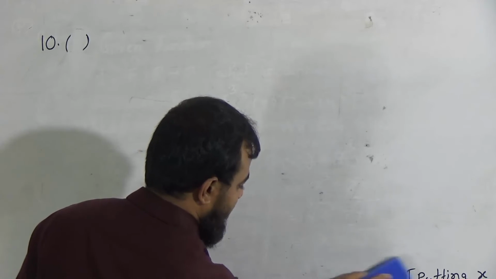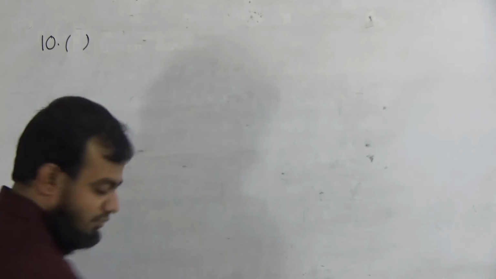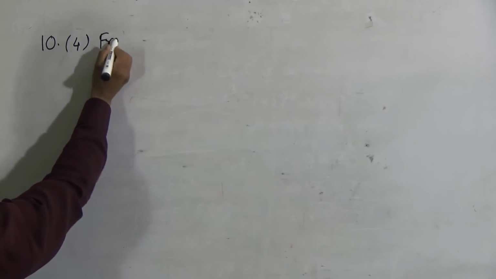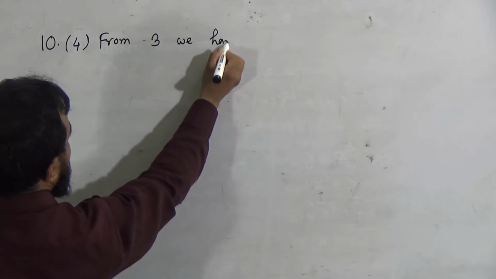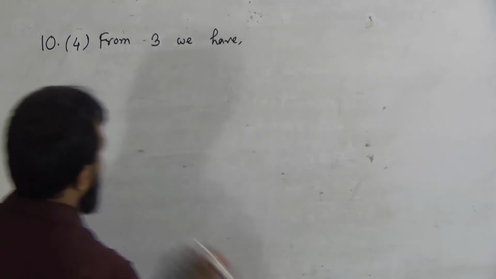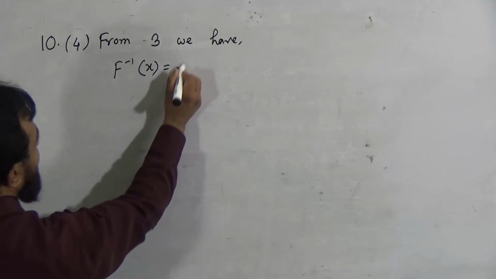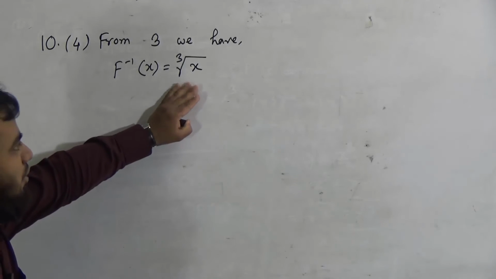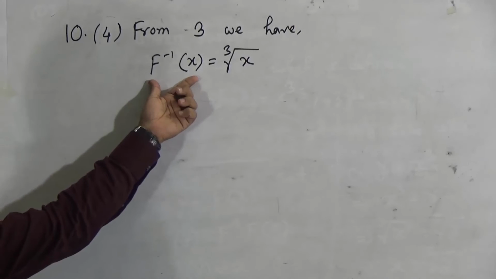To be a function, my dear students, there is some requirement. I am going to write it down. It's question number 4. From 3 we have f inverse of x, which is equal to cube root of x, which we found in question number 3. Now we are going to prove that f inverse of x is a function.